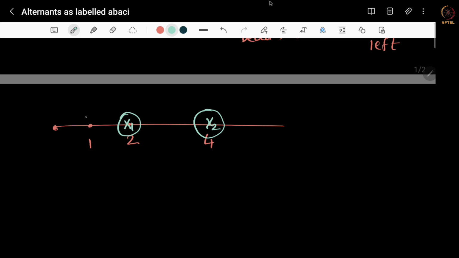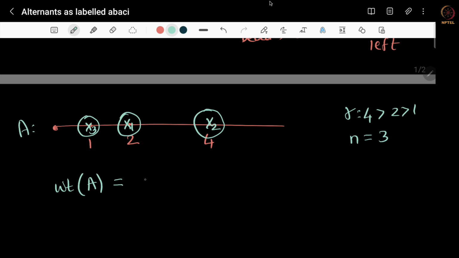Okay, so let's just do a very simple example. This is slightly larger, the one that I drew. So let's take something somewhat simpler. Let's take gamma to be 1, 2 and 4. So I have to place beads in positions 1, 2 and 4. Suppose I place the following beads: in position 4 I place the bead x2, in position 2 I place the bead x1, and x3 in position 1.